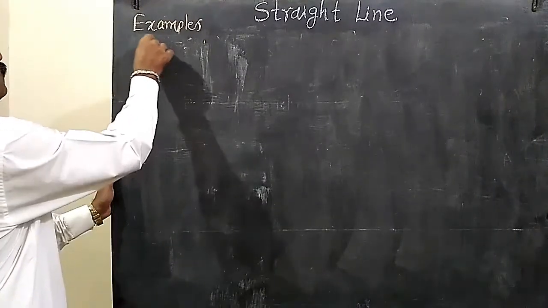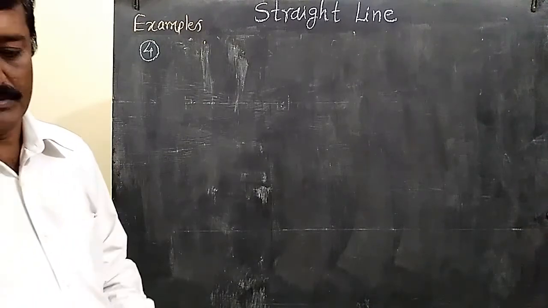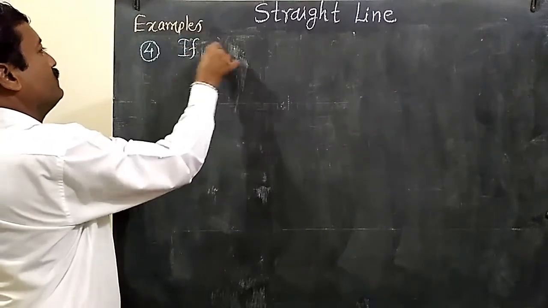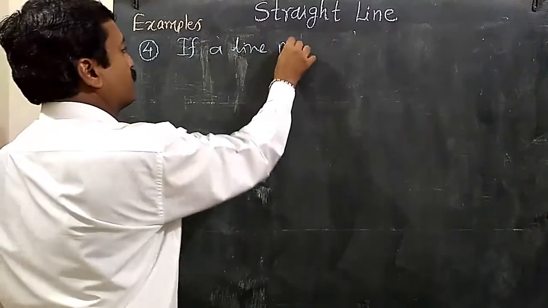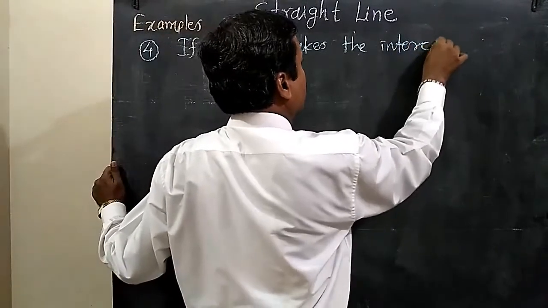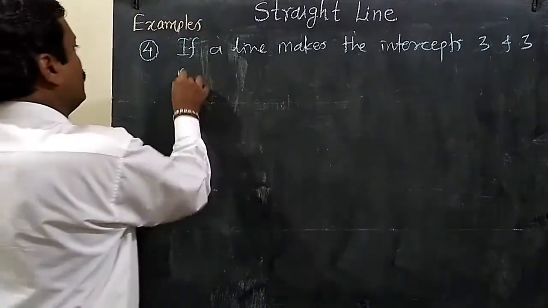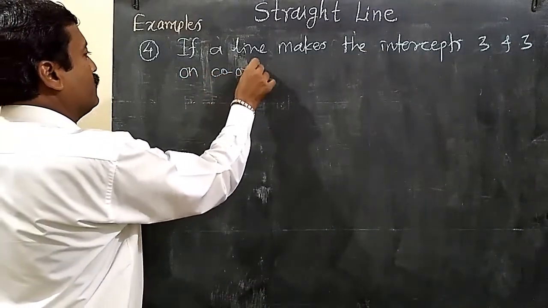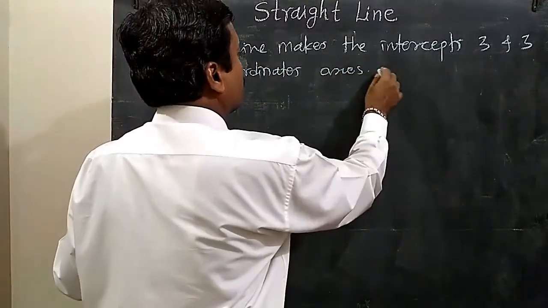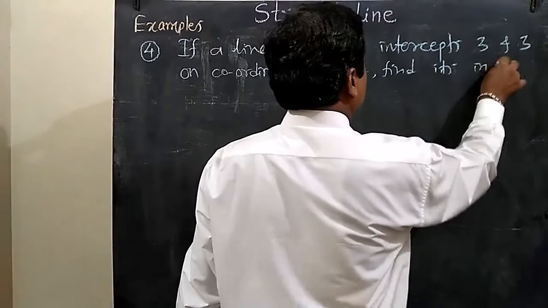Example number 4. If a line makes intercepts 3 and 3 on the coordinate axis, then find its inclination.